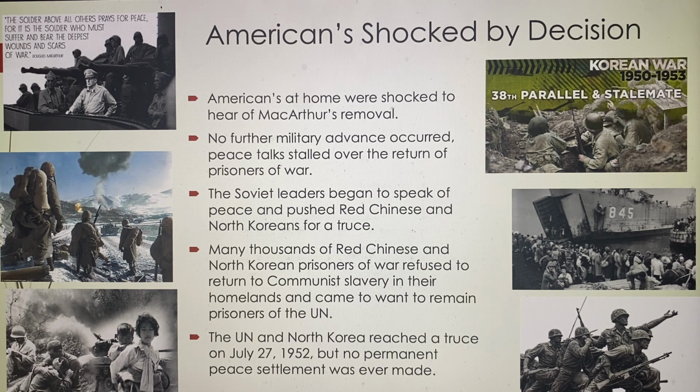So the UN and North Korea reached a truce on July 27, 1952, but no permanent peace settlement was ever made. So they never made a peace settlement. This is really bad because we had a lot of missing in action and POWs, prisoners of war, stuck in a stalemate and stuck in North Korea.